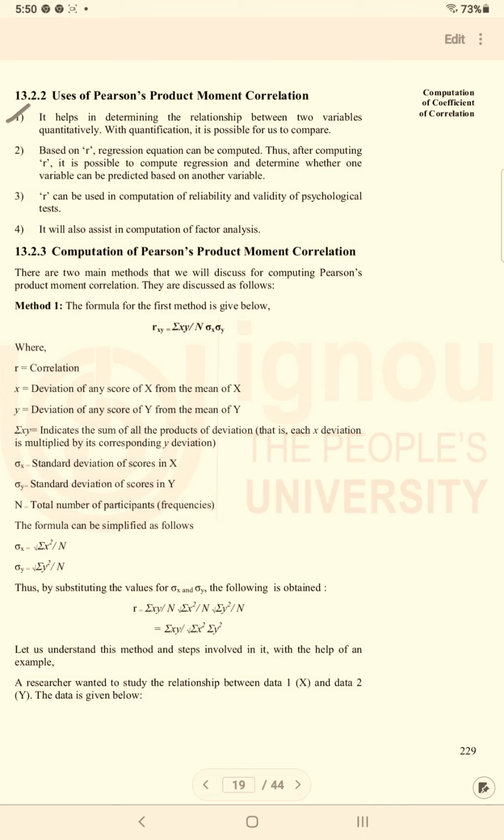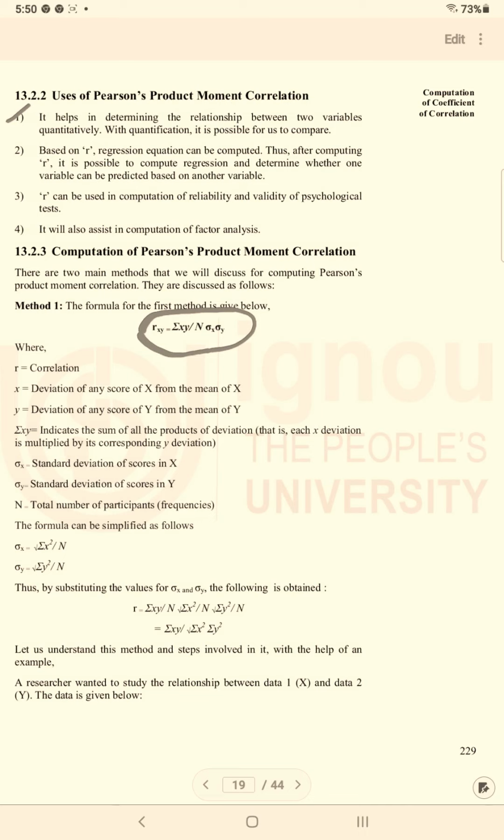13.2.3 Computation of Pearson's product moment correlation. There are two main methods that we will discuss for computing Pearson's product moment correlation. They are discussed as follows. Method 1. The formula for the first method is given below. rxy equals sigma xy divided by N sigma x sigma y, where r equals correlation, x equals deviation of any score of x from the mean of x, y equals deviation of any score of y from the mean of y.